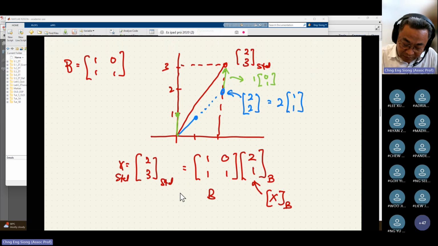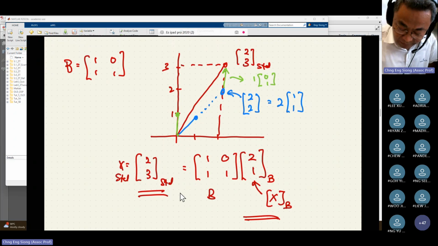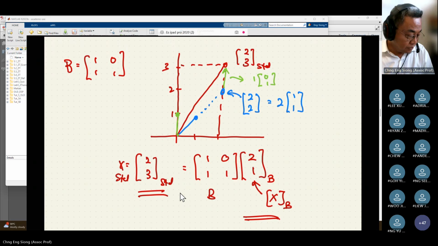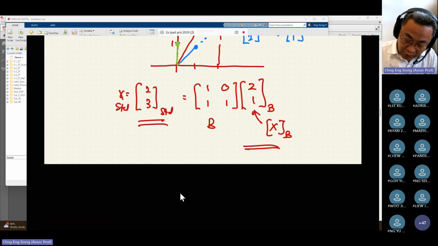This guy is the standard coordinate. This guy is the coordinate in the B basis. Everybody clear? Oh, I'm running out of time. But we're almost done. How's that? Clear. All right. Now the magic, guys.